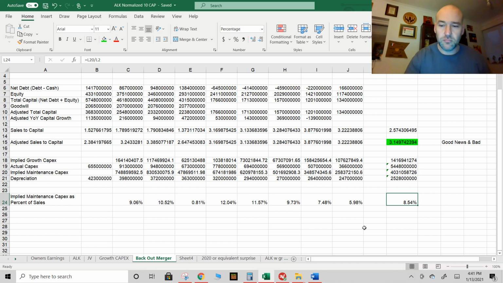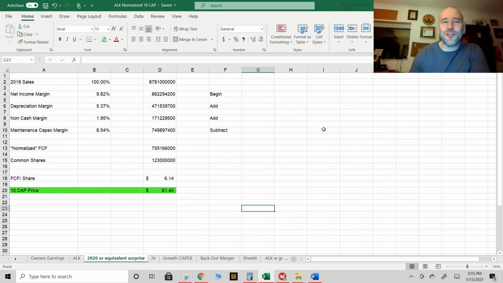Okay, let's put it all together. So we've gotten our maintenance capital expenditures, we've got our normal margins, and so I put it all here to sum up. So we're going to go from a base point of 2019 sales. So I put the 2019 sales there. So sales are 100% of sales by definition. So we used the normalized averages for our margins over the last either 8 or 9 years, depending on the metric. So net income, it was about 9.82%.